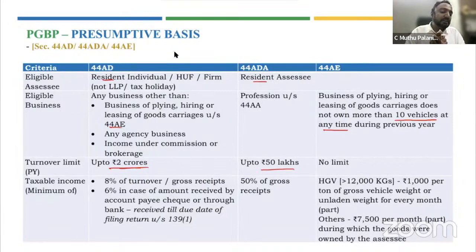What is the taxable income? What will you presume? What will you assume? Out of your turnover, 8% of turnover will be considered as your taxable income. In case you have collected the amount through digital mode, that is prescribed electronic mode, bank or credit card or whatever prescribed electronic mode, then it is 6%. So to the extent collected till the due date of filing return of income, you have to apply 6%.